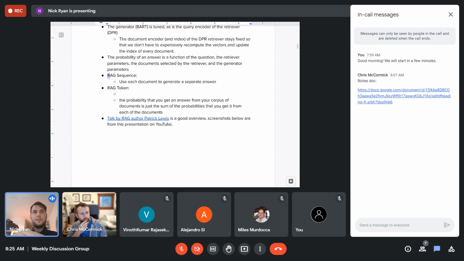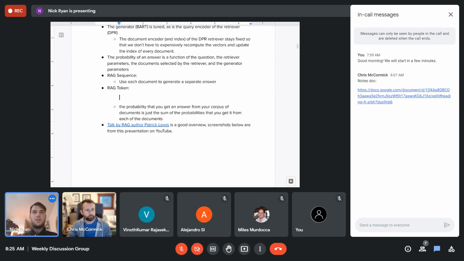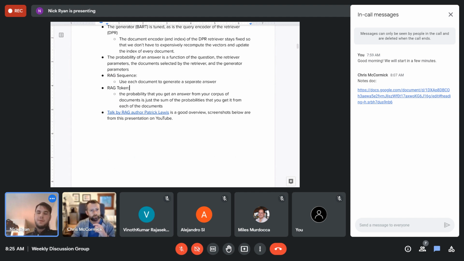I'll first talk about these two equations, which detail the two models that the authors made: RAG sequence and RAG token. RAG sequence takes each of your top K documents, and from within each document, it creates an answer. So you would look at document 1 and your question, and you would come up with an answer. Then document 2 and your question, and you'd come up with an answer. Document 3 and your question, and you produce an answer. So you're producing an answer for each of these separate documents.